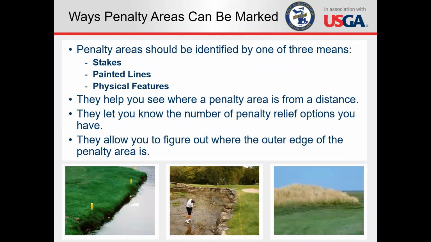Okay, so penalty areas can be marked with stakes, painted lines, or you can also use physical features. So it could be maybe where the grass starts and where the desert starts as the line or the feature defining the penalty area. I know that's what a lot of courses out in Arizona are doing. Instead of putting red stakes up everywhere, they're going to say that as soon as the desert area starts and the grass ends, that's going to define the margin or the edge of the penalty area.